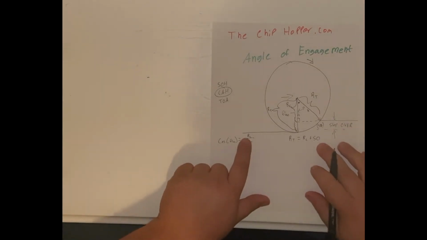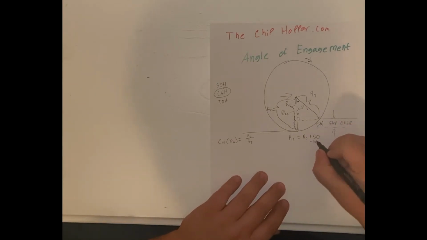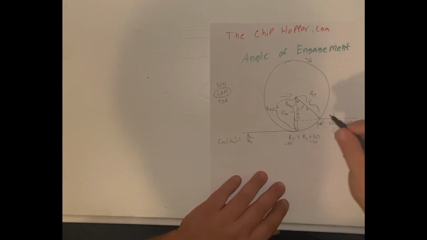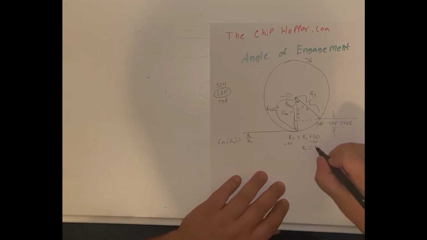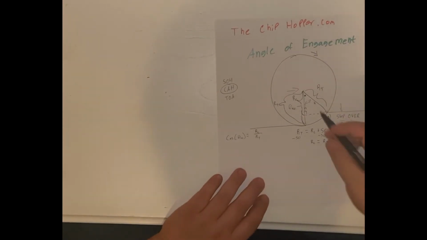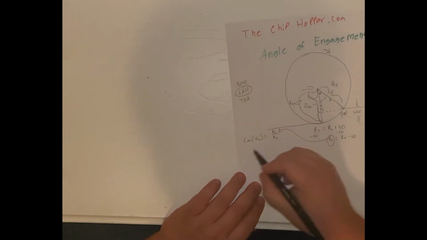So we need our RC over here, so we'll go ahead and subtract SO from both sides. So minus SO, RC equals RT minus our step over. So now we have an expression that we can plug into our relationship over here.